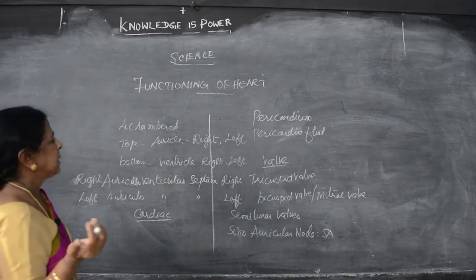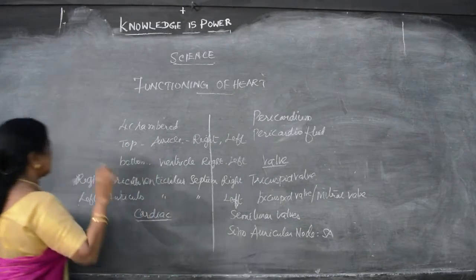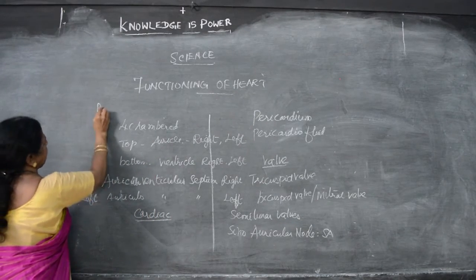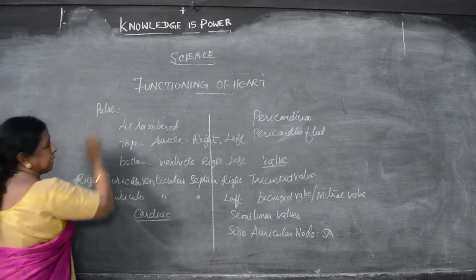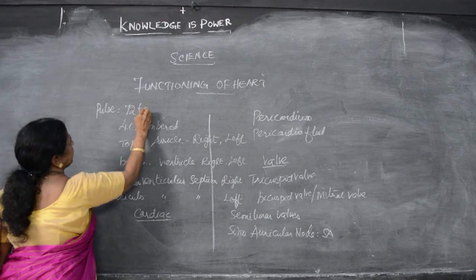Normal pulse is 72 times in 1 minute. For 1 minute, how many times is it? 72 times. Pulse rate, in Tamil, what are we saying? Nadi thudippu we say. For 1 minute, it must be 72 times.